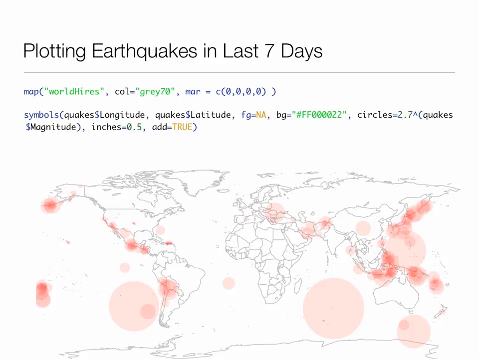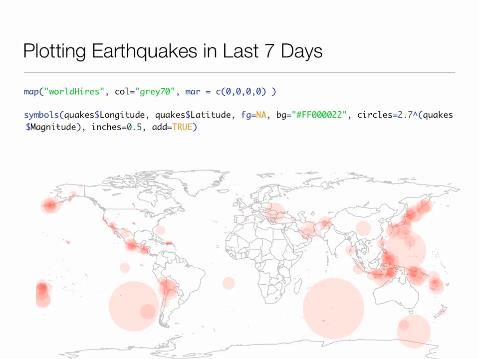So what we're going to do is go back to the World High Res map. We're going to gray it out a little bit so that we can see the earthquakes a little bit better. And we're going to get rid of the margins because we want to have a bigger, clearer map.